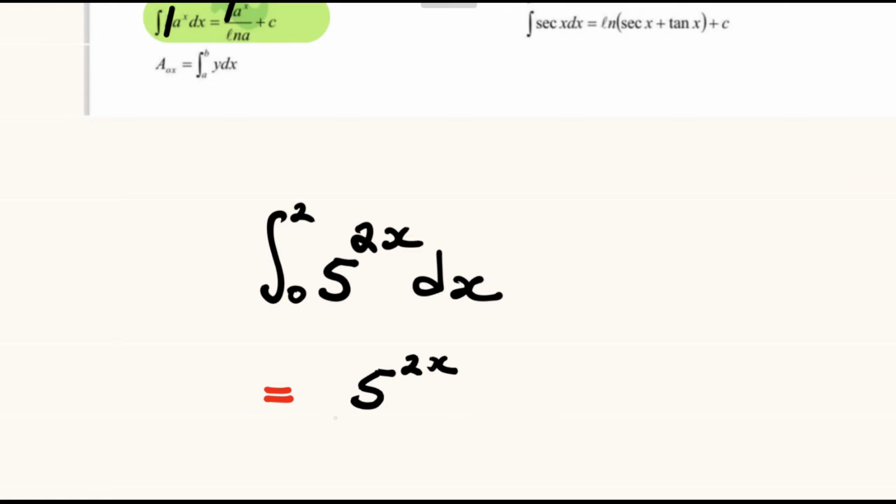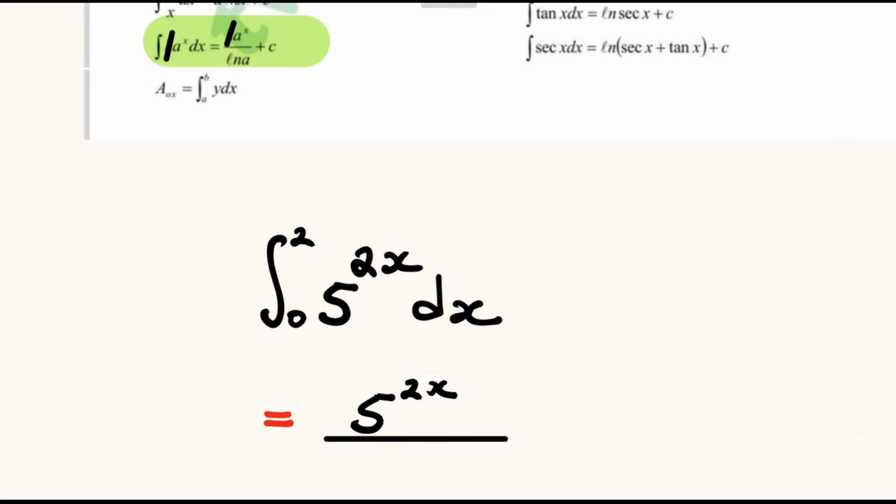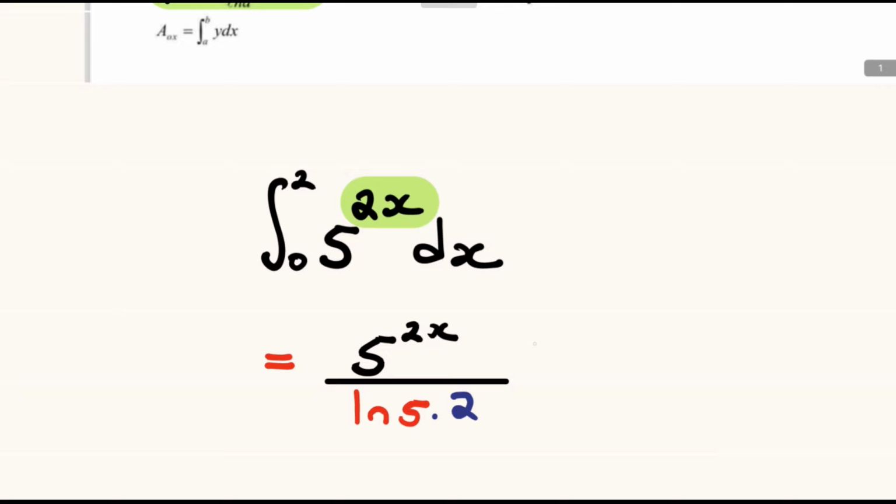So the 5 to the power 2x as it is, we divide this by the ln of the base. So we have the ln of the base, and our base is equal 5. But we have to divide this by the derivative of the exponent according to the chain rule. So the derivative of the 2x is equal 2. So we divide. If we were differentiating, we are going to multiply. We are integrating, we divide, and we have our bounds from 0 to 2.